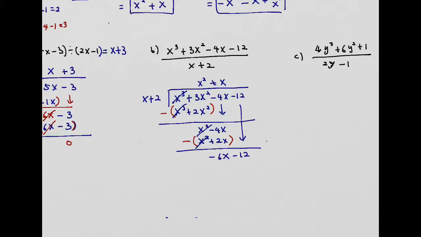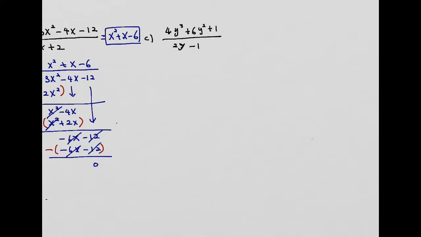Let's repeat that procedure again. What do you need to multiply x by to become -6x? That's going to be -6. Multiply -6 into x plus 2. You get -6x minus 12. And when you subtract those two, it cancels out and gives you 0. So your solution to that problem is going to be x squared plus x minus 6, right?